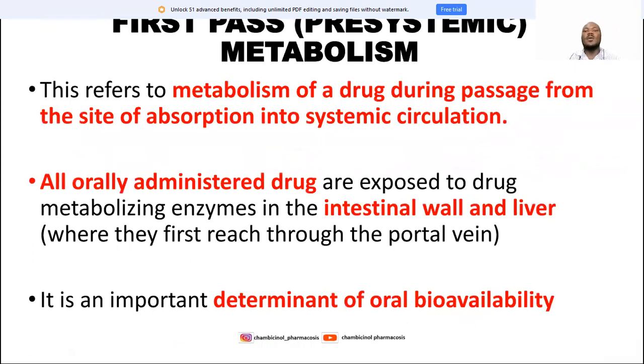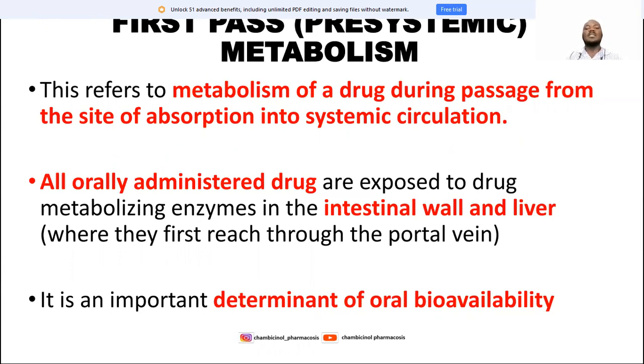The last thing I want to discuss in the process of biotransformation is first pass metabolism. This is the metabolism that takes place during the passage of the drug from the site of absorption into the systemic circulation. Before the drug reaches the systemic circulation, it has a tendency to undergo certain metabolism, and this makes the drug have a bioavailability of less than 100%, because some of the drug gets degraded.